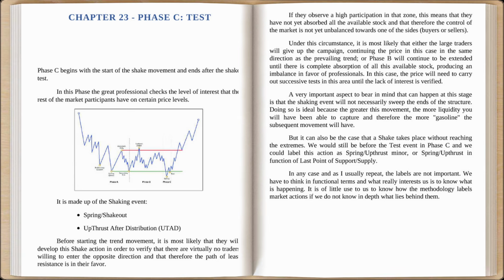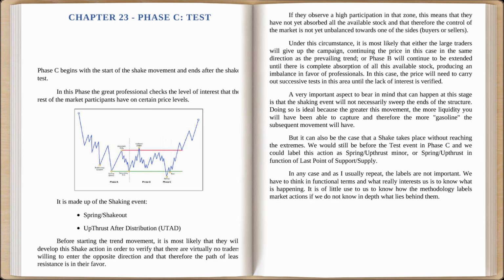Under this circumstance, it is most likely that either the large traders will give up the campaign, continuing the price, in this case, in the same direction as the prevailing trend, or Phase B will continue to be extended until there is complete absorption of all this available stock, producing an imbalance in favor of professionals. In this case, the price will need to carry out successive tests in this area until the lack of interest is verified.